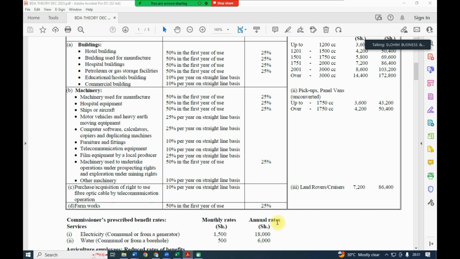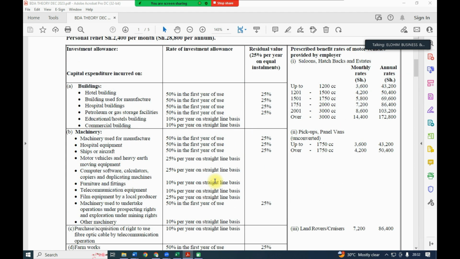Then we have the purchase or acquisition of right to use fiber optic cable by telecommunication operation, 10% per year on straight line basis. And then we have the farm works, which is 10% for the first year of use. So those are some of the items that you have been given, but remember they are normally limited. You need to know the other areas that you need.